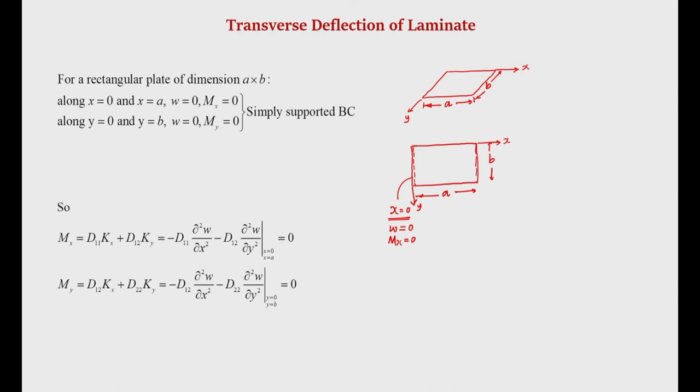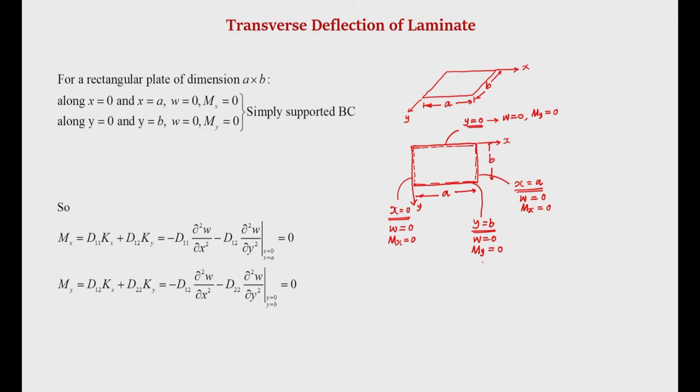Similarly, here also at x equal to A, simply supported. Therefore, W is equal to 0, there is no transverse deflection, and Mx is equal to 0. This edge is also simply supported. This is at y equal to 0. Here also W is equal to 0 and My is equal to 0. And at y equal to b, W is equal to 0 and My is equal to 0. So, these are the simply supported boundary conditions.